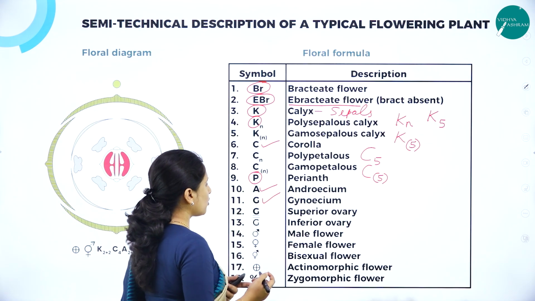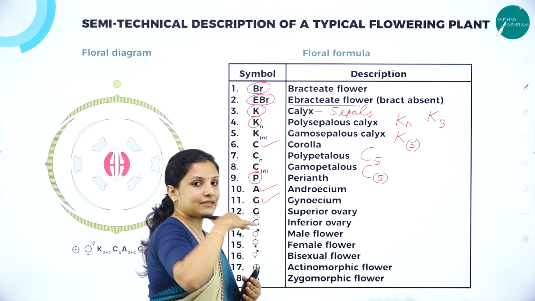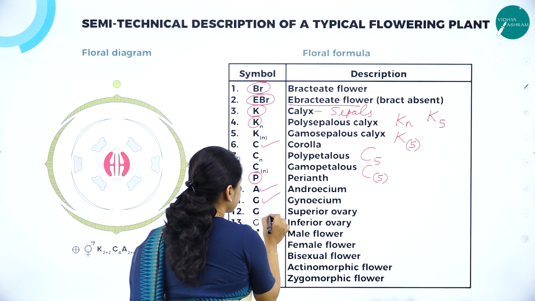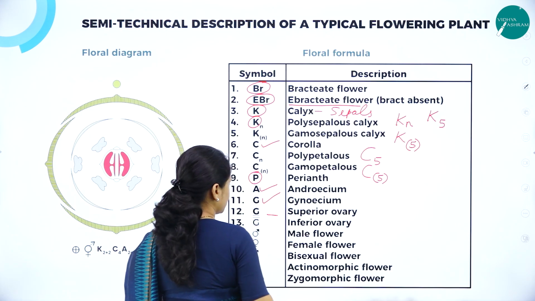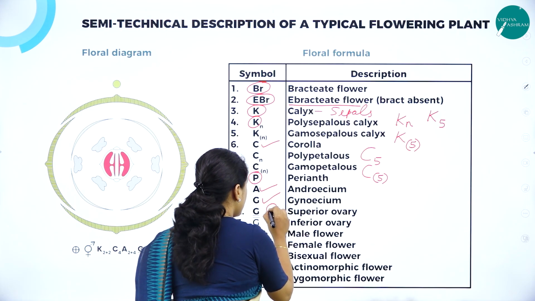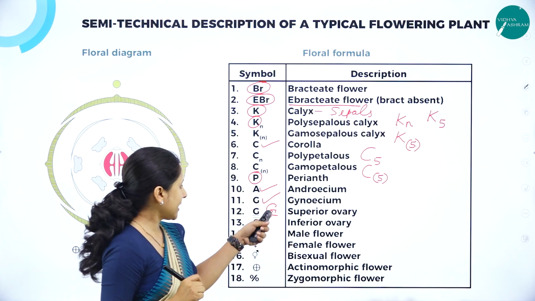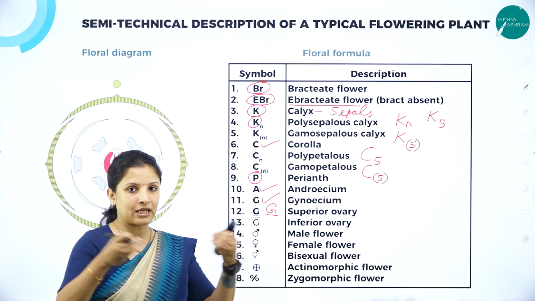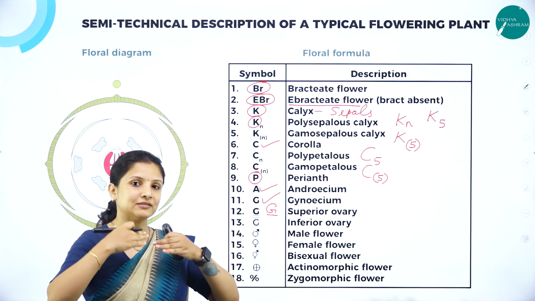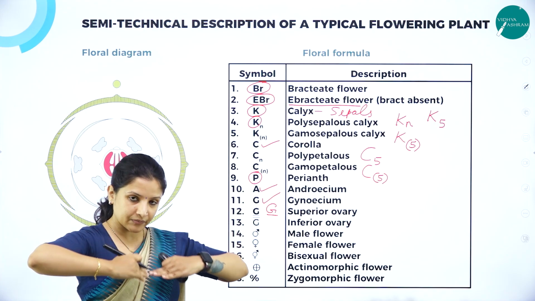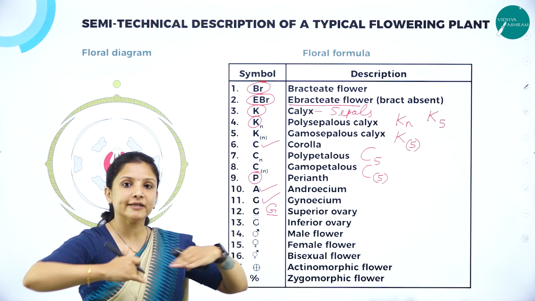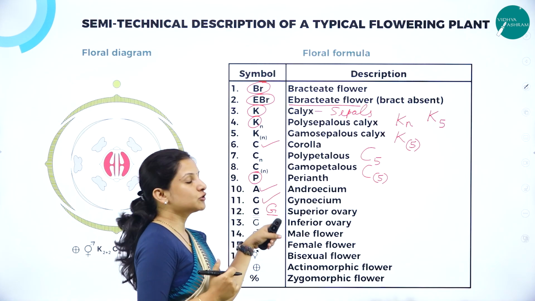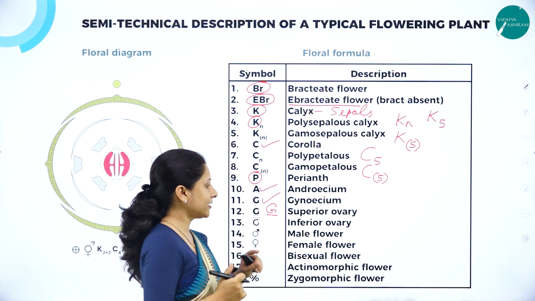If it is a superior ovary, it is at the top and all the others. So this line that is there is written like this, one line, and on top of it we write G. So the line depicts here the sepals, the petals and the stamens, meaning the sepals, petals and the stamens all arise from the base of the gynoecium or the base of the ovary. So therefore it is a superior ovary or a hypogynous ovary.